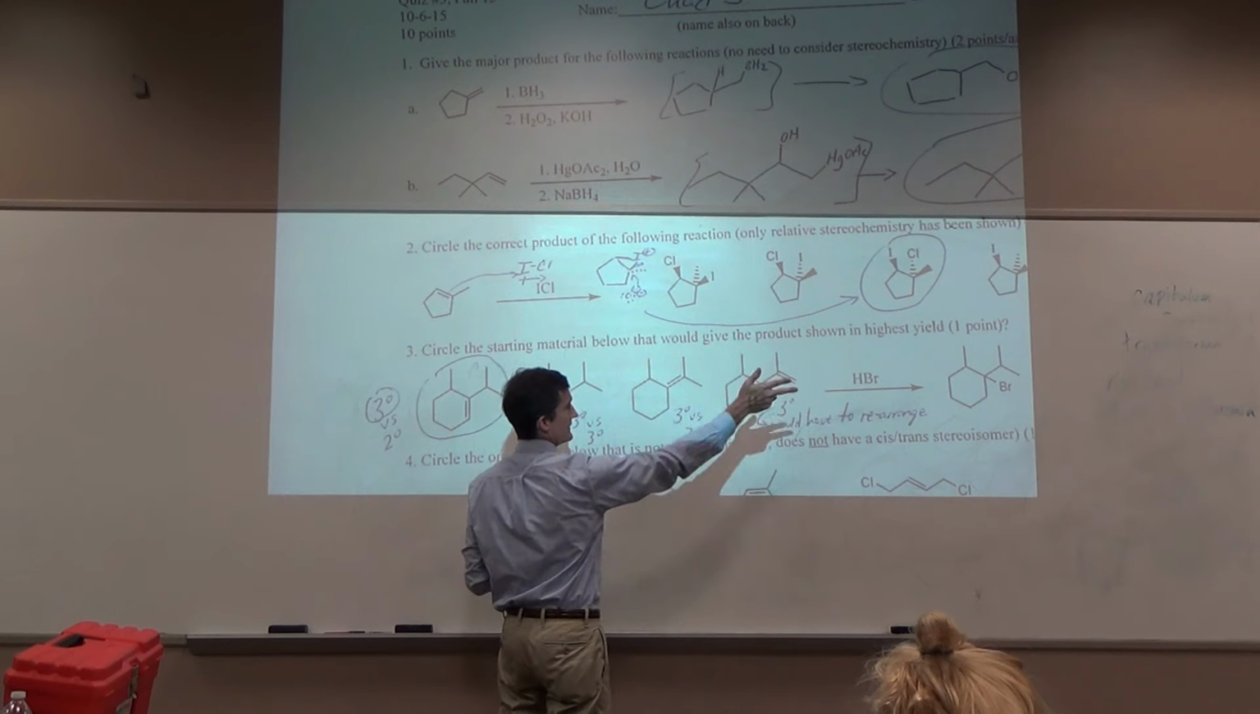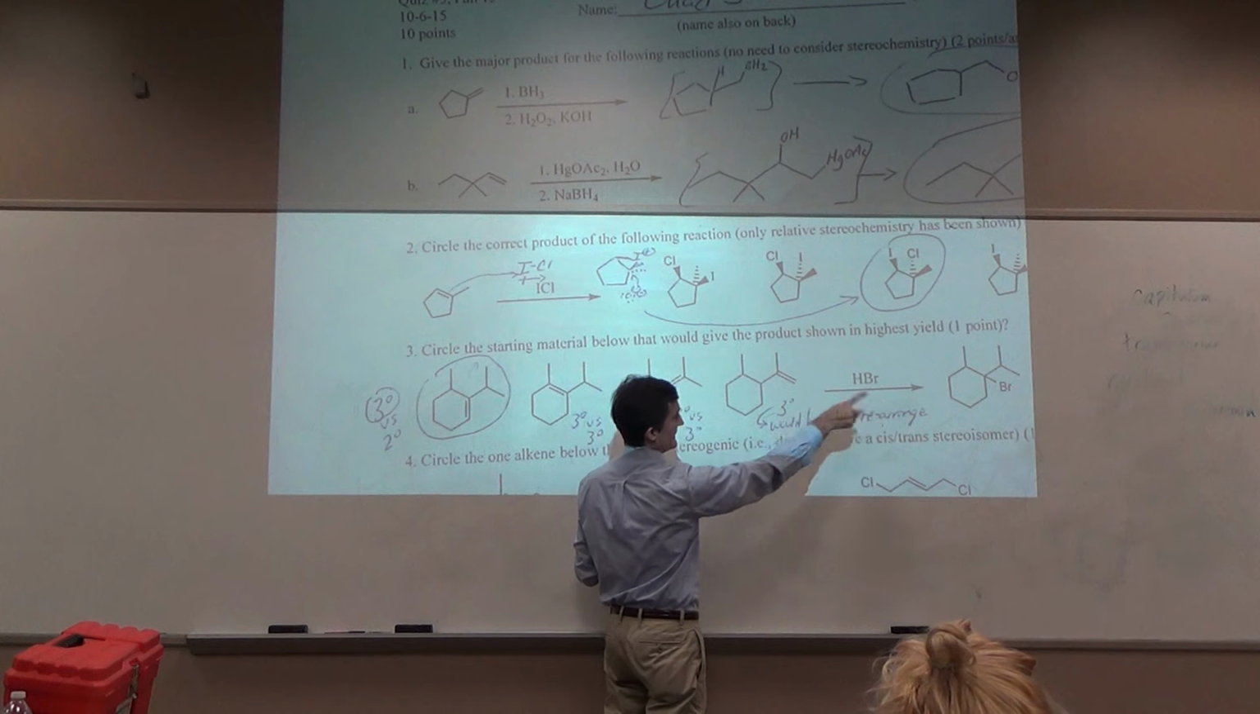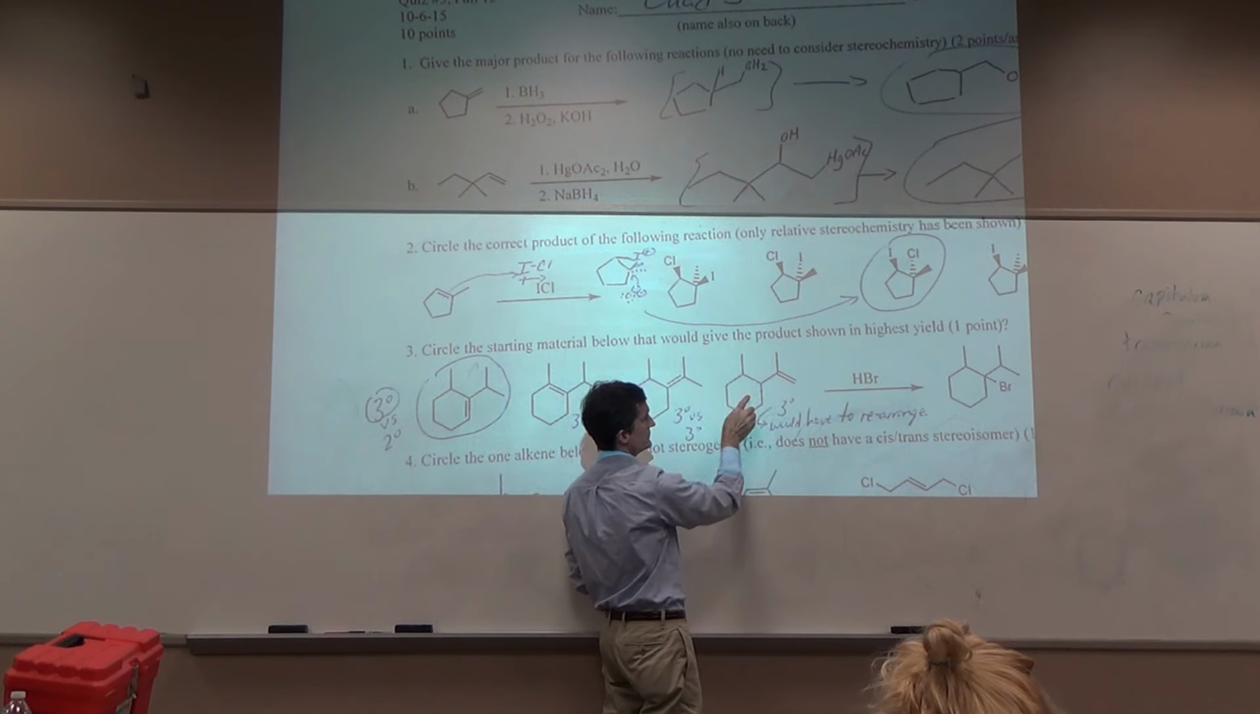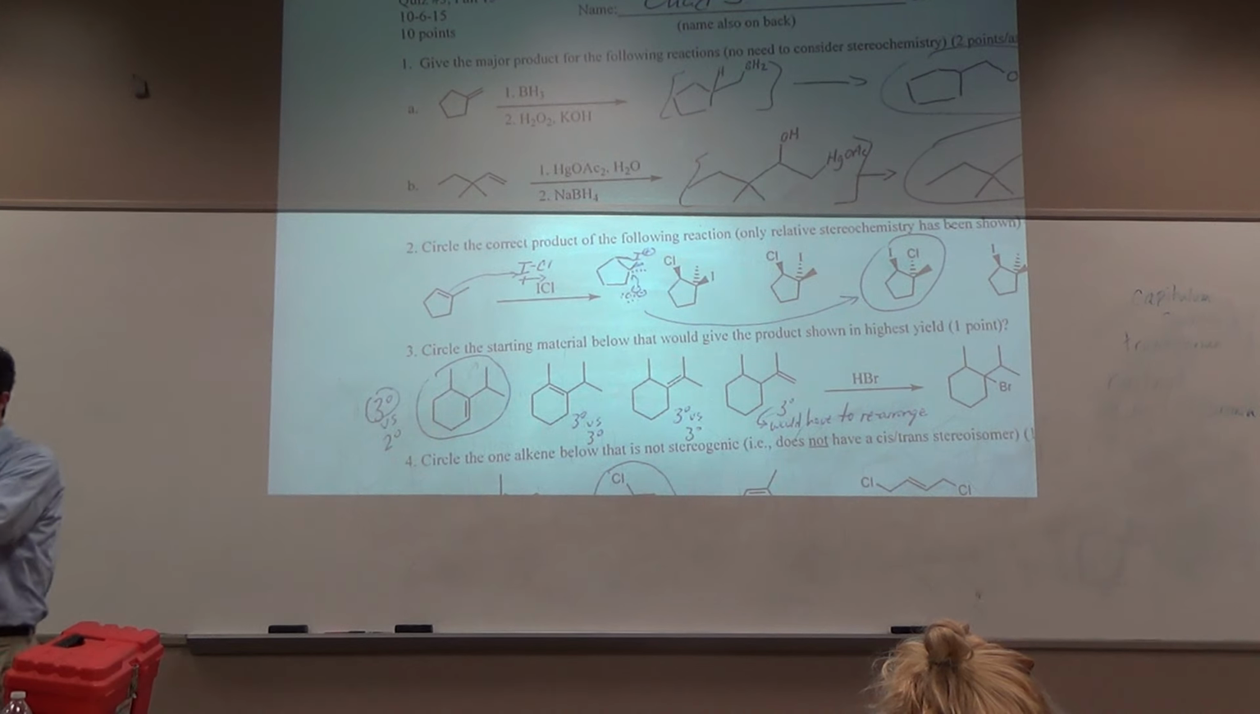So it's not going to be selective. Here, well, you're going to get it here. The only way to get that product is if the secondary rearranged to a tertiary. Well, the secondary is probably not going to rearrange to a tertiary. First one, how we do?